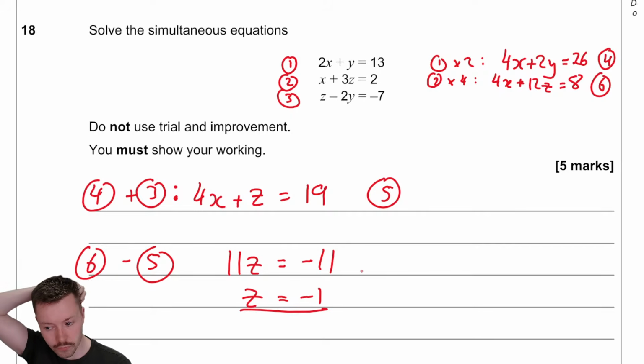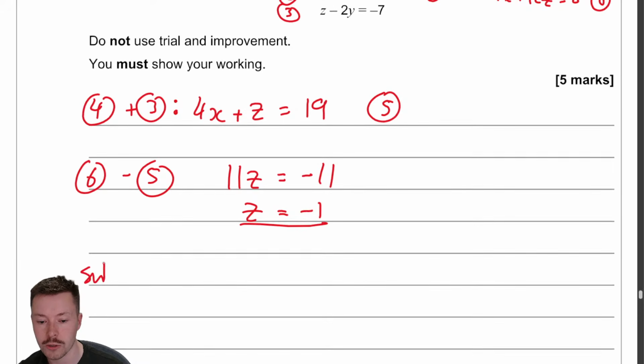Z is -1. Right, so we need to put that in now to one of the equations with just z in. So let's go with number 5. So substitute z equals -1 into 5.